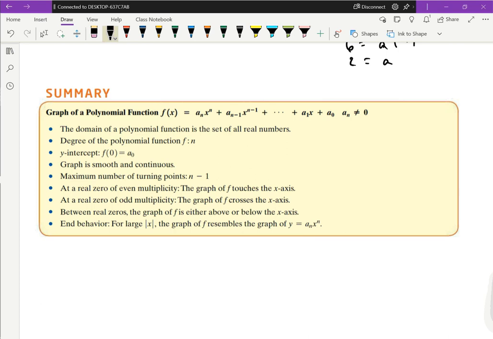All right, so we did it. We finished up chapter 5, section 1, all on the graphs of polynomials.